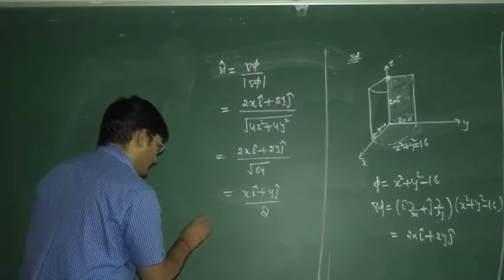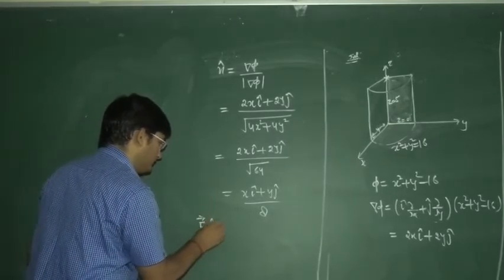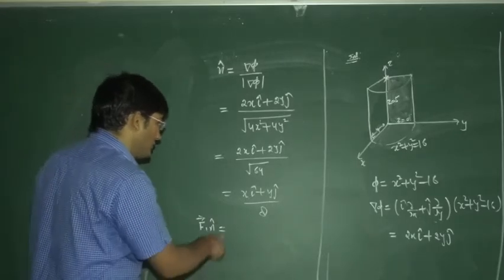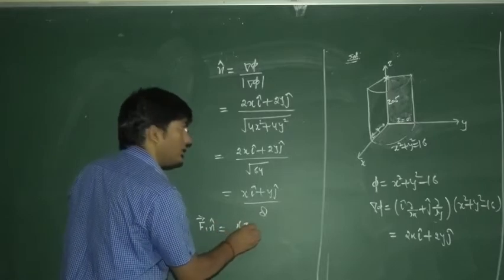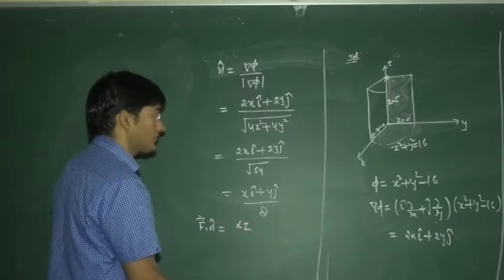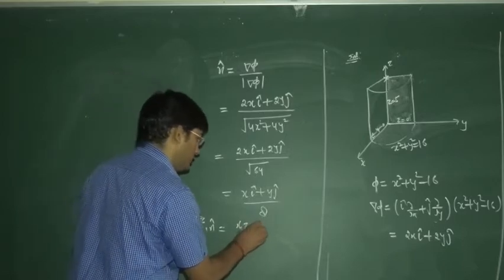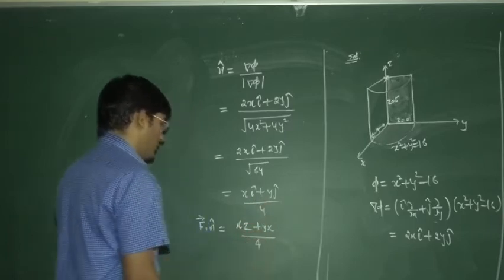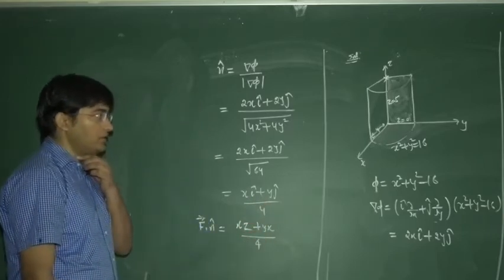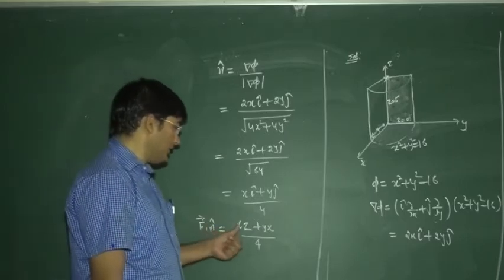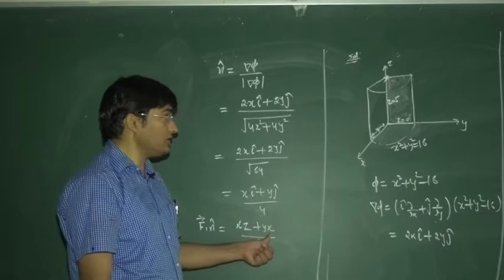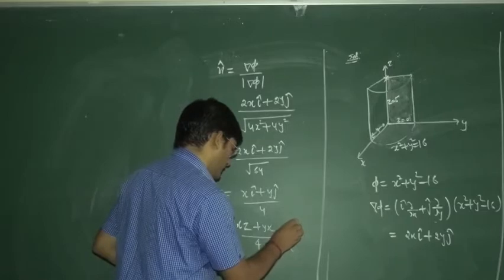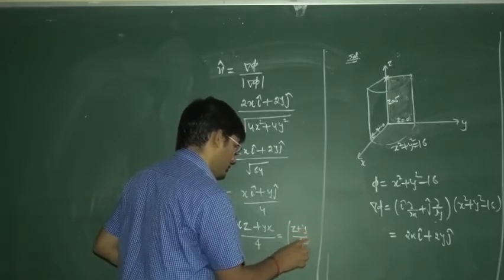Now F dot n is equal to, we have F as zi plus xj, so this will be equal to xz plus yx, since z dot j is 1, divided by 4 (sic: 8 as above). So we have the value of F dot n. Now here you can see that if you want to take x outside, you can take it, and this is equal to basically z plus y upon 4, into x.